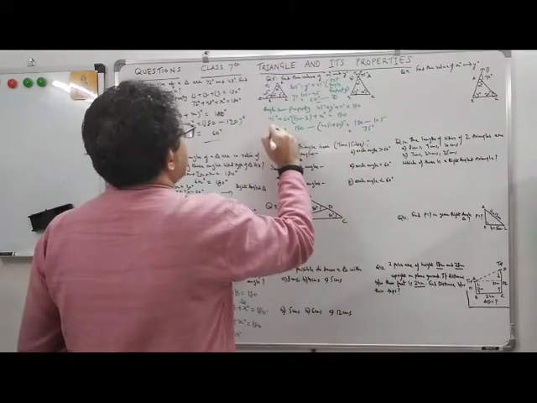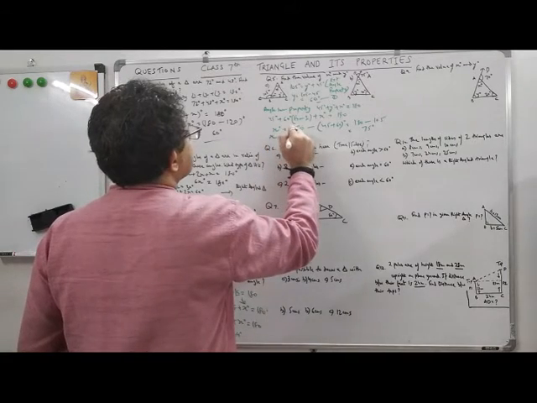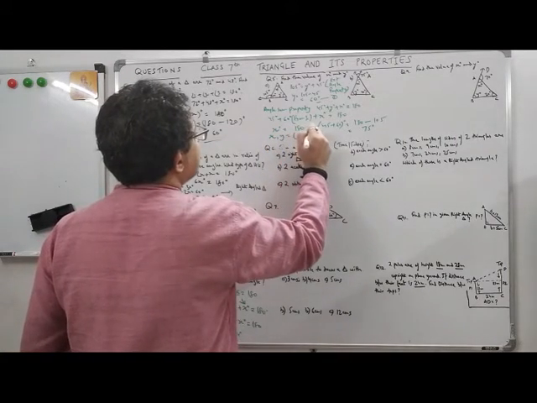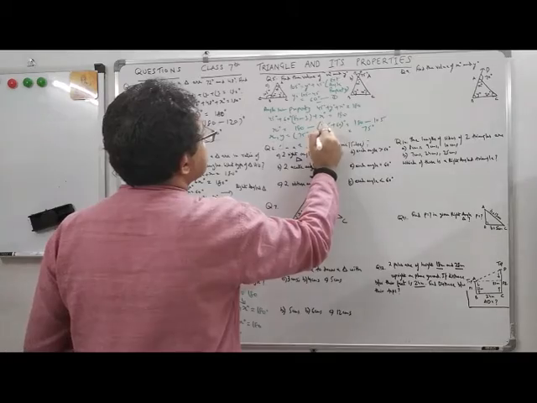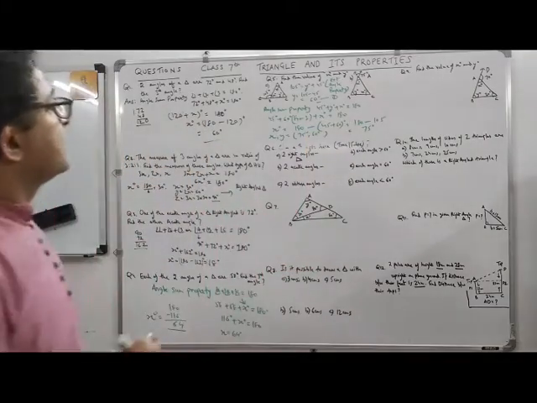So x and y is equal to how much? 75 degrees and how much? 60 degrees. Oh, sorry.